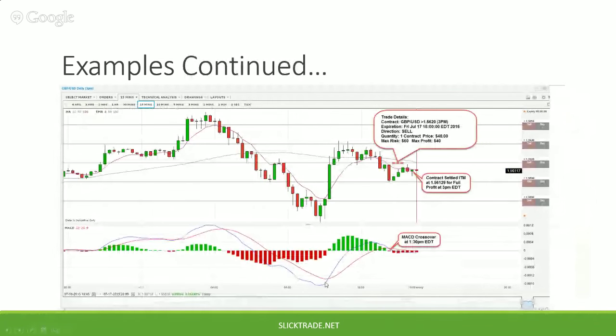Here we have another one. The MACD crossover happened here, right there. It was in a buy position, so we were set to sell. Strike would have been here at the top of that candle where the crossover occurred, right there. And here's an example of a 60-40. The risk was 60 and the profit was 40. It expired in the money. Okay.